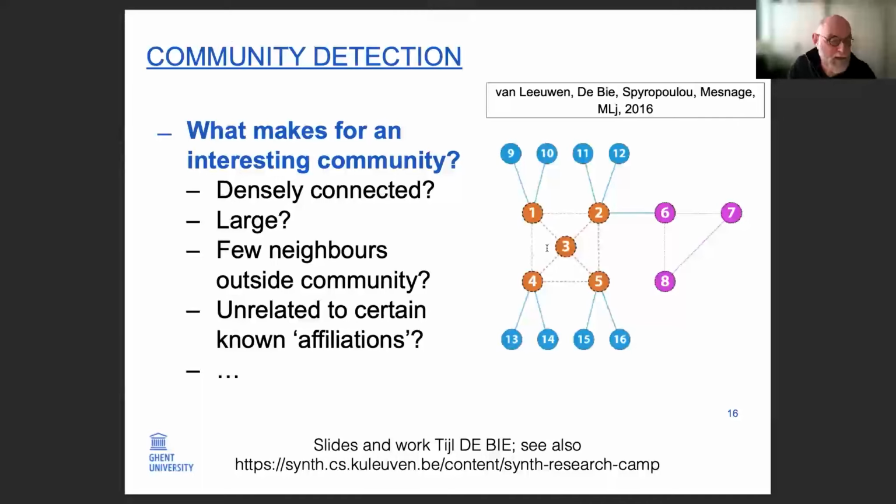And he gives several examples. He's been working on that for many years. For instance, in the context of communities, where you see this little toy example on the right, you can wonder what is most interesting. Is it the fact that some of these nodes are densely connected, like the orange ones? Is it that it's a large clique? Is it that there are few neighbors outside the community? Are there some other specific properties of this?